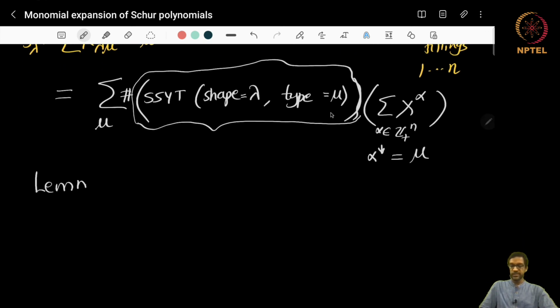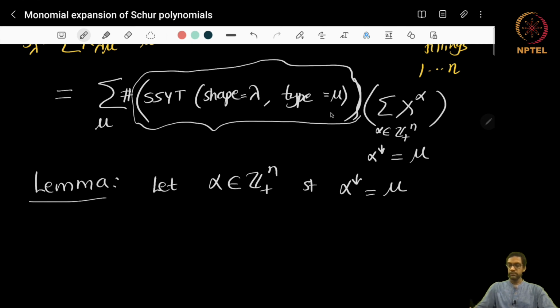So what this finally amounts to is the following. Let's phrase this as a lemma. To prove the corollary, it's enough if we show the following lemma: let alpha be any multi-index such that alpha is a permutation of mu. When you sort it in descending order, you get mu. I fix mu.